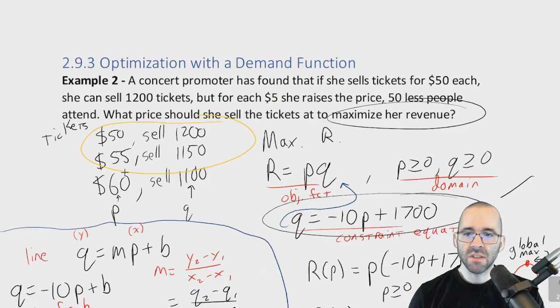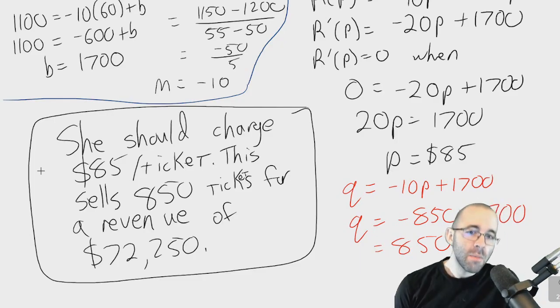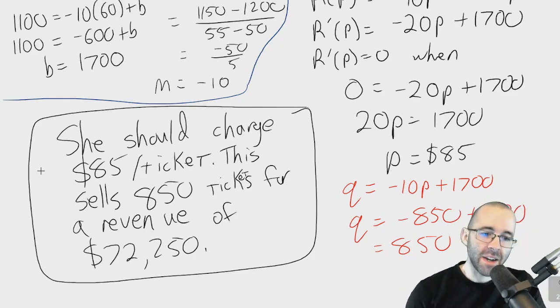Let's see if our answer makes sense. Does it make sense that she could sell tickets for $85 each? Seems like a plausible number. We should be selling fewer than 1,200 tickets. Yeah, we are. Good, because we're charging more, so it's going to be less than 1,200. Revenue of $72,000 seems like a lot, but she's selling a lot of tickets at a big price, so sure. And of course, profit will be much smaller. There must be a ton of costs involved in all of this that we don't know of. But in terms of revenue, this is where the revenue is maximized. There it is.